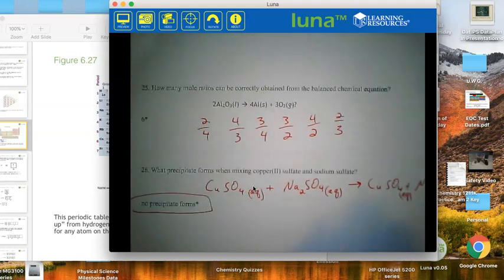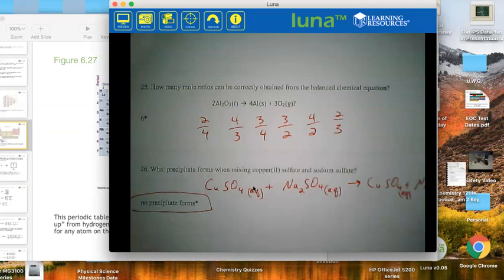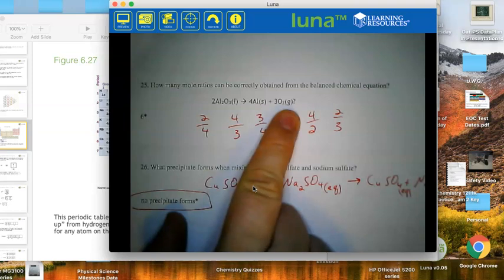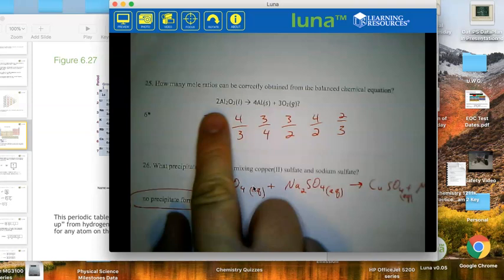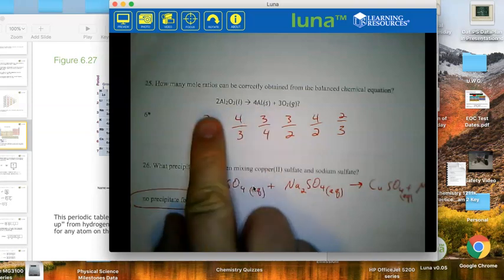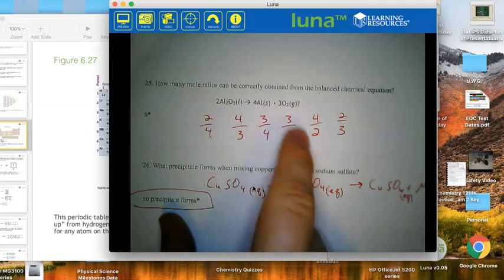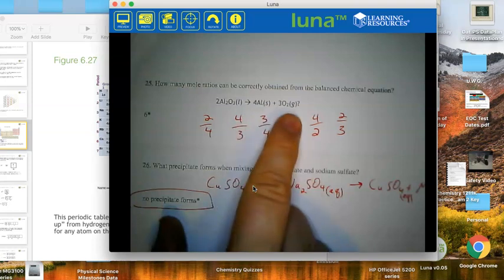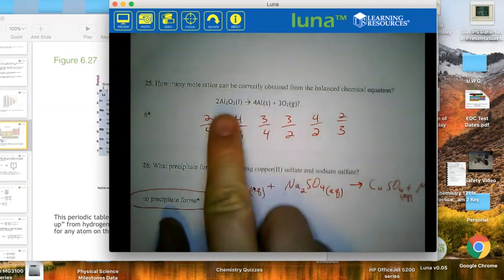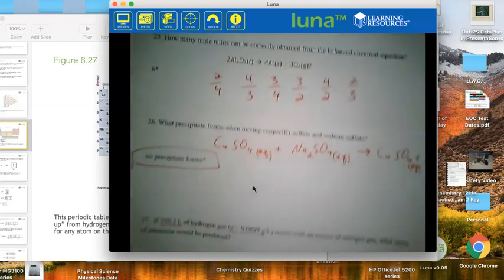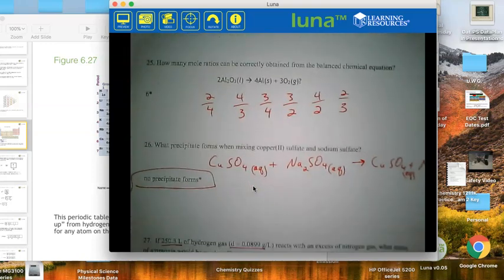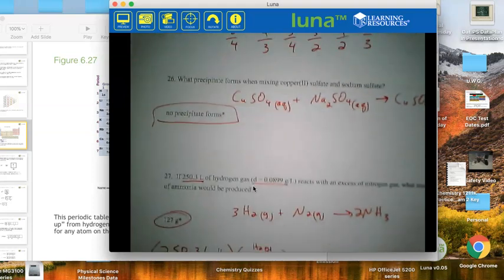Number 25, how many mole ratios can be correctly obtained from the balanced chemical equation? So here we have different coefficients, and all I'm going to do is list the different possibilities. 2 over 4 is a possibility. 4 over 2 is a possibility. 4 over 3 or 3 over 4 are possibilities. 3 over 2 and 2 over 3 are possibilities. So there's 6 different possibilities that can be utilized there.